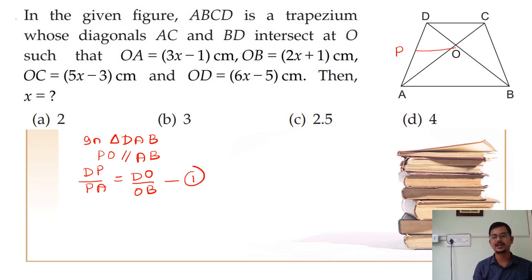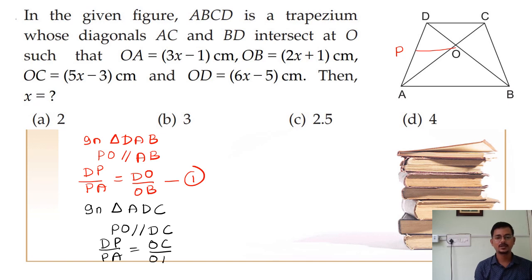Now we will take triangle ADC. So in triangle ADC, PO is parallel to DC. Why? Because AB is parallel to DC, so PO is also parallel to DC. We can apply here BPT. From BPT we can write DP upon PA is equal to OC upon OA. So this is our second equation.